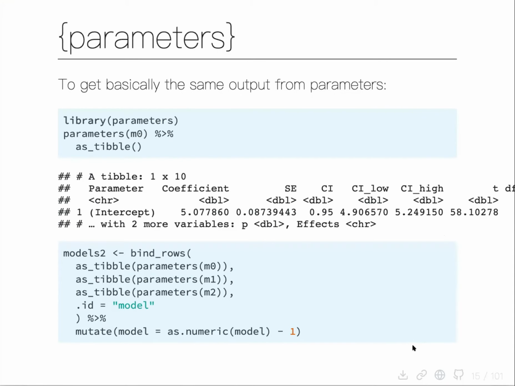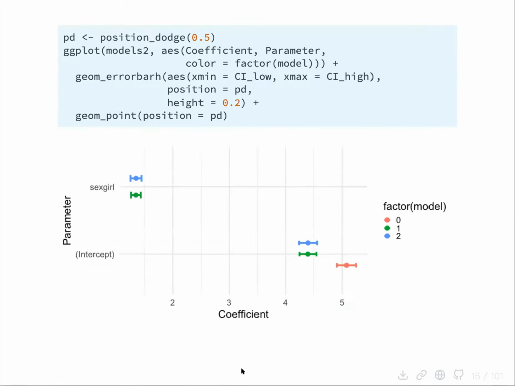Okay, if we wanted to replicate the same thing with the parameters package, it would just look like this. So we load the parameters library, and then we say parameters M0. Pipe that to as_tibble, and then you get something that looks like this, okay? So then we can do that same bind_rows, but I'm just calling as_tibble parameters on here. Notice it gives you the confidence interval by default, so you're good there. And then the rest of that code is the same.